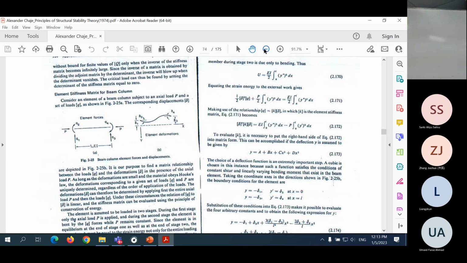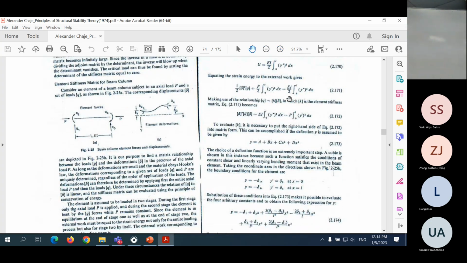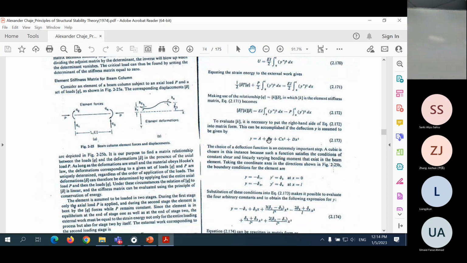It's a bit not so clear here. So this equation is the one that I showed you on the slide, 2.172. We start by assuming y in this form, which is a cubic function: y is equal to a constant a plus bx plus cx squared plus dx cubed. So that is a cubic function that we assume.